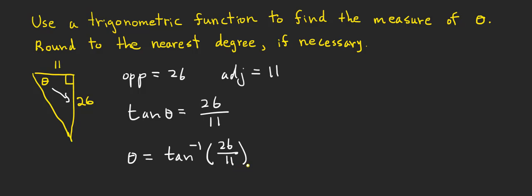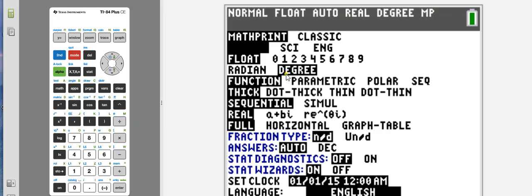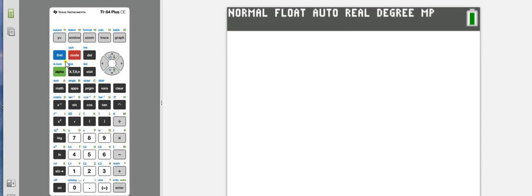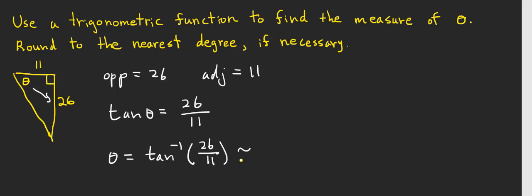So now we need a calculator to find the value of this. So again, make sure that in your mode, you have degree. And if you want to find the inverse tangent, you've got to press second tangent for inverse. And you need to put 26 over 11, and then press enter. So inverse tangent of 26 over 11 is approximately 67 degrees. So the answer will be approximately 67 degrees. Again, we use inverse tangent, inverse cosine, inverse sine to find the measure of theta.